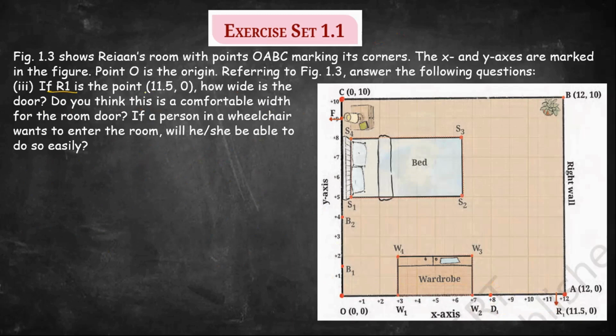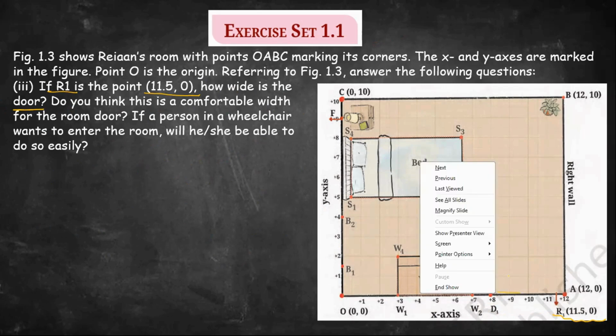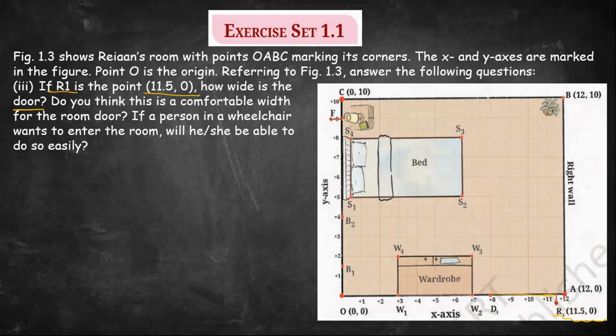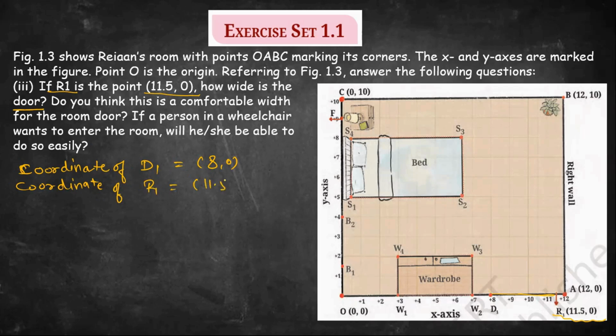Now next, if R1 is the point 11.5 comma 0, how wide is the door? It means we have to find this width. The coordinate of D1 is 8, 0. The coordinate of R1 is given to you as 11.5, 0.